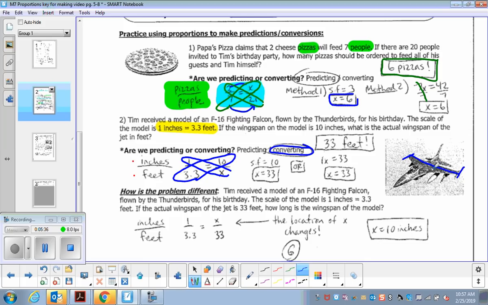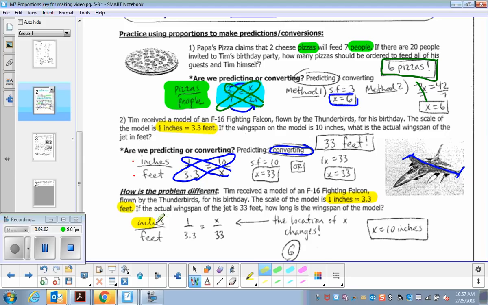Now down below what I have is the same problem about Tim and a birthday present for the F-16 Fighting Falcon, and it's actually still the same scale of 1 inch represents 3.3 feet in real life. This time though, I want to point out that I'm giving you the actual wingspan of the jet this time, and I want to know the wingspan of the model. So now the location of our unknown changes.